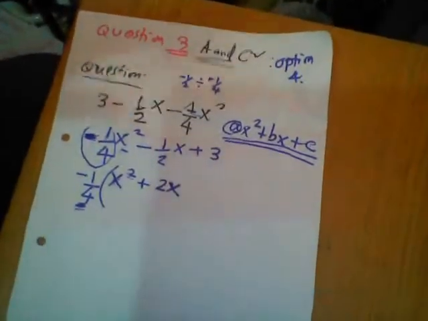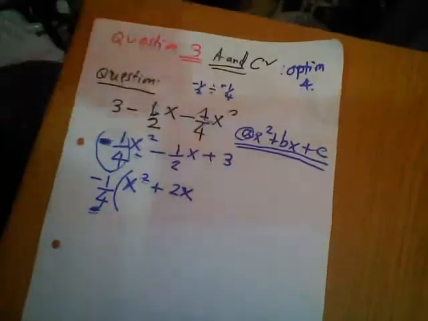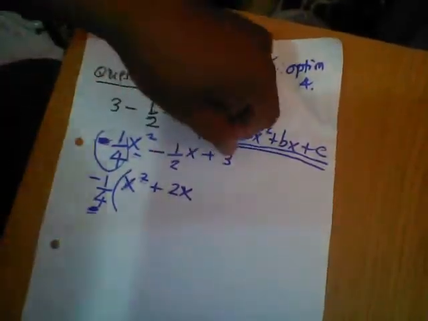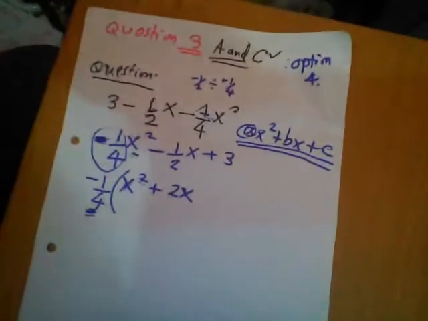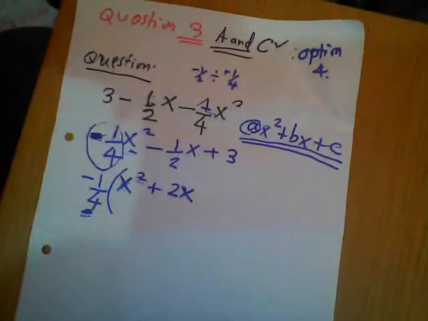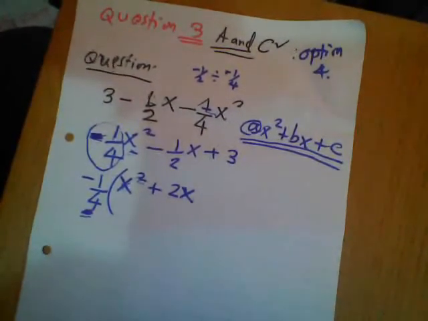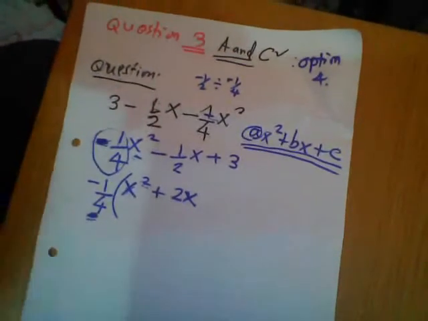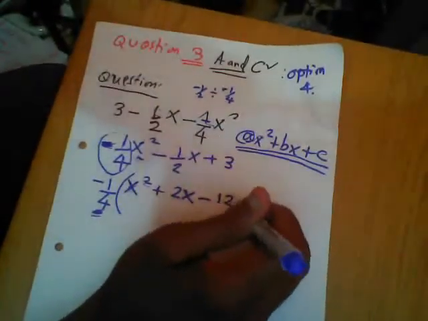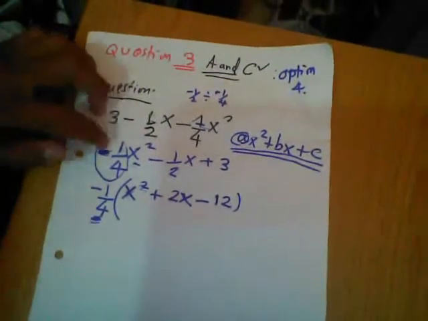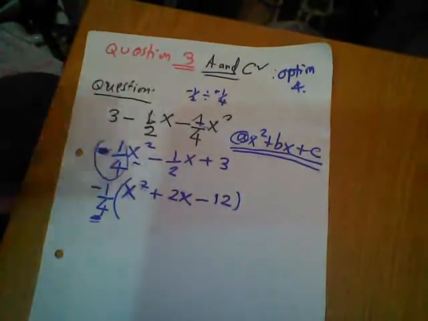Same thing for the last number. When you factorize, you divide each term by whichever number you took out. So now I'm going to take 3 divided by negative 1 over 4, and it's going to give us negative 12.